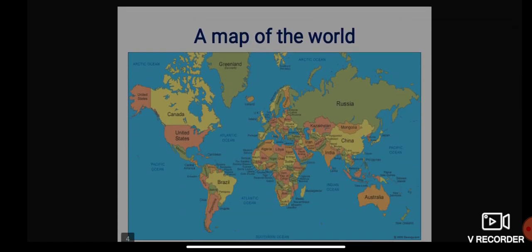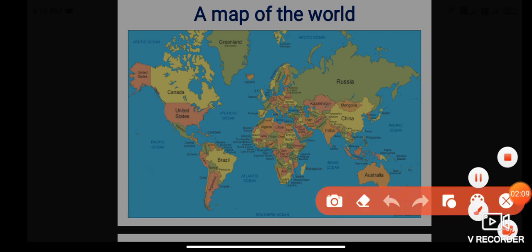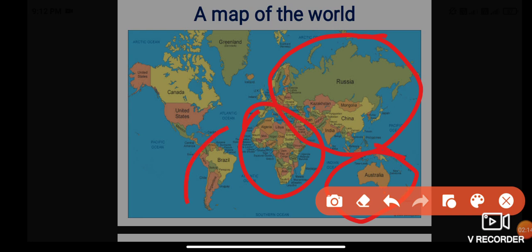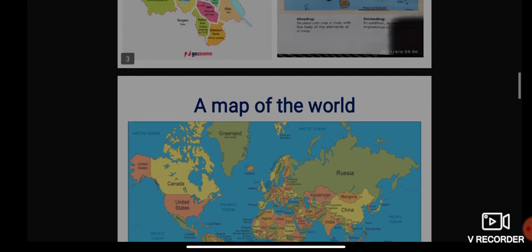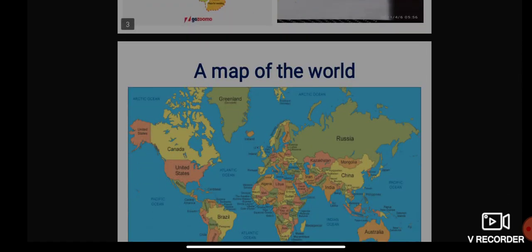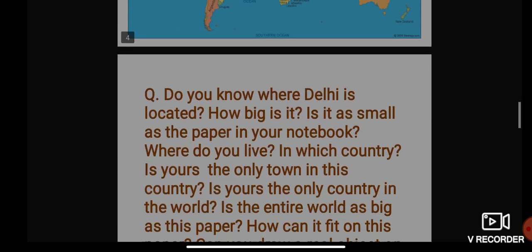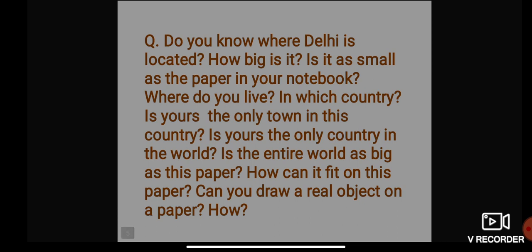This is the map of the world. As you can see, there are Asia, Africa, Australia, South America, North America, and this is Greenland. Accordingly, as you can see on the given map, I will be asking some simple questions. Do you know where Delhi is located? And how big is Delhi? Is it as small as the paper in your notebook?